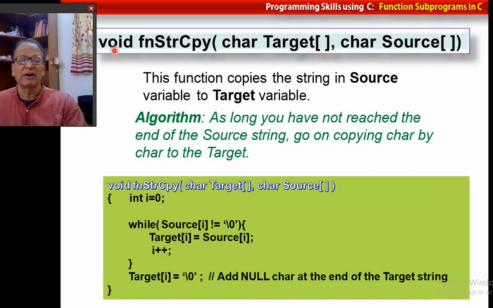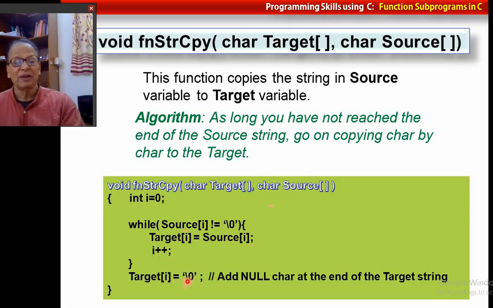It is void, as it is not going to return anything. The target string will have the copy, a duplicate, of the source string. Function StringCopy, with source and target character arrays. So i is equal to 0. As long as I have not come to the end of the source string, I go on copying letter by letter: source[i] copied to target[i]. Go on incrementing i, and then I come out of the loop and add the null character.